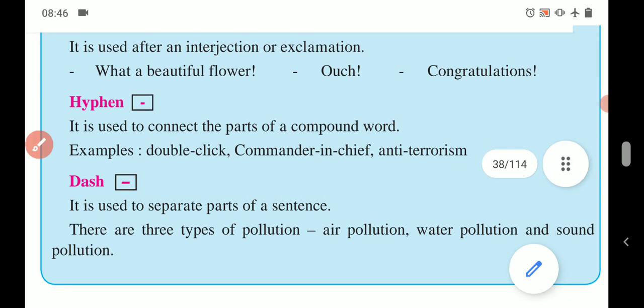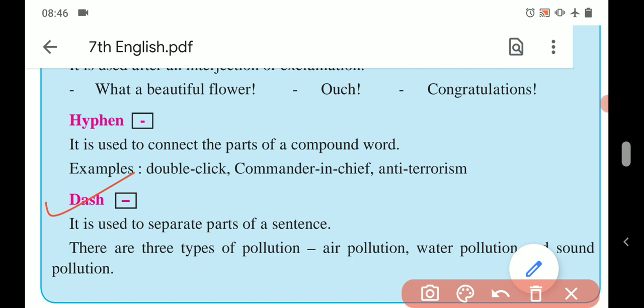Next punctuation mark, that is the last one over here, dash. Have a look on both of these. It is hyphen and this one is dash. Little longer line, that is of dash. What is its use? Let us see. Dash is used to separate parts of a sentence, and hyphen is used in compound words. So remember this difference. So if you are there to use in compound words, that is short one, and if you are there to separate a part of sentence, then that is little longer one, which is called as dash.